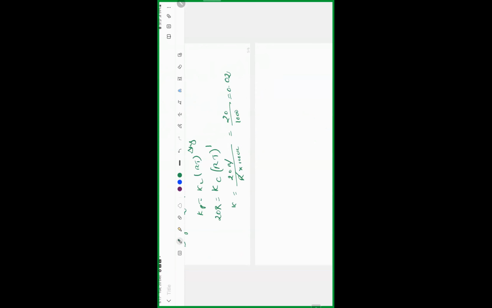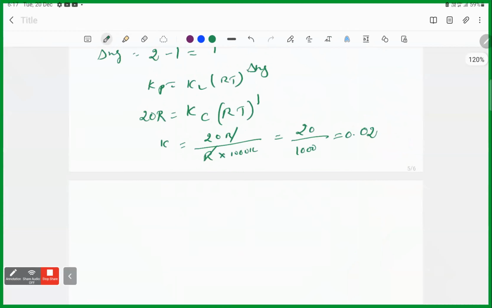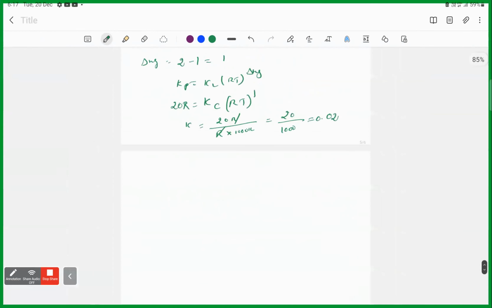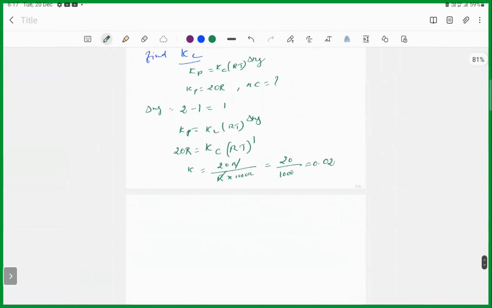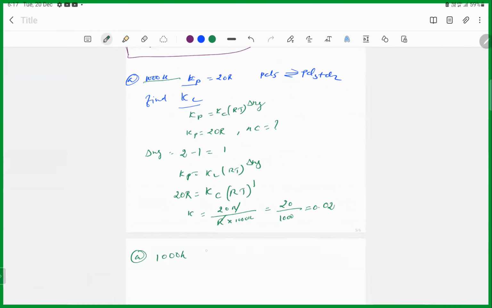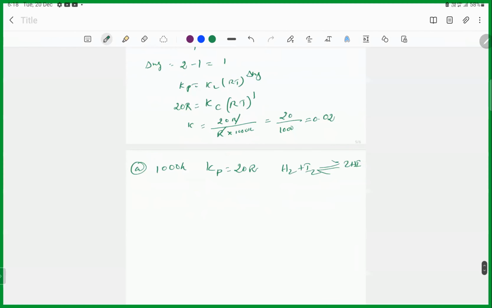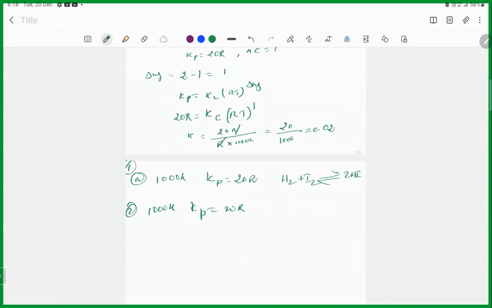In the same way, at 1000 Kelvin, do the same calculation for this reaction. Kp is equal to 20R. Then H2 plus I2 gives 2HI. For this reaction, you have to find out now itself. And at 1000 Kelvin, Kp is equal to 20R. என்ன ரியாக்ஷன் கொடுக்கலாம்? அமோனியா கொடுக்கலாம். வேண்டாம். PCl3 PCl5 கொடுத்துட்டாங்க.